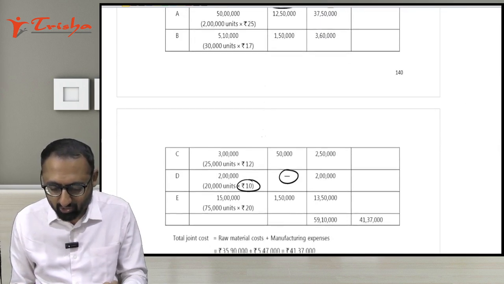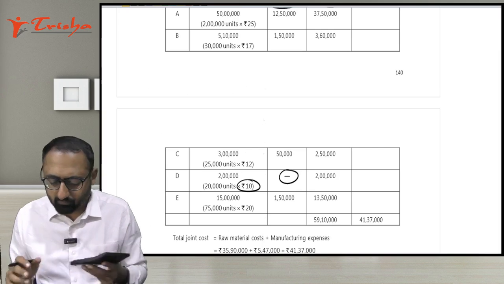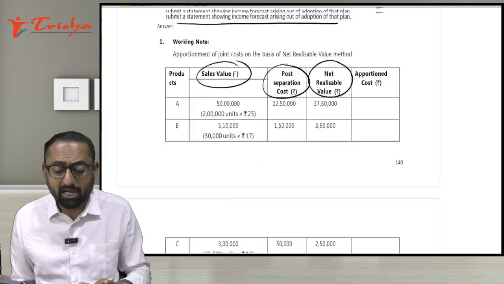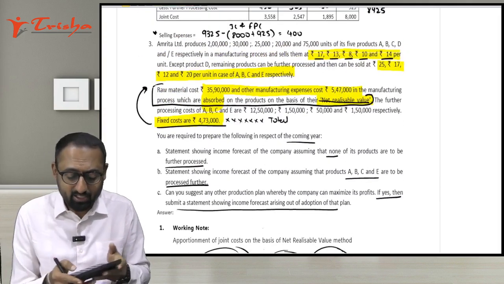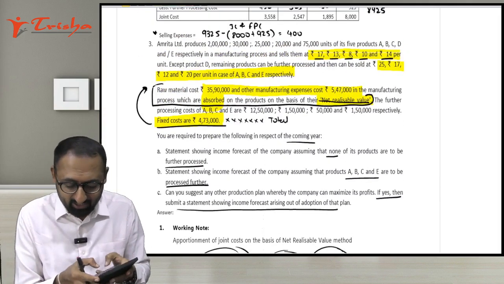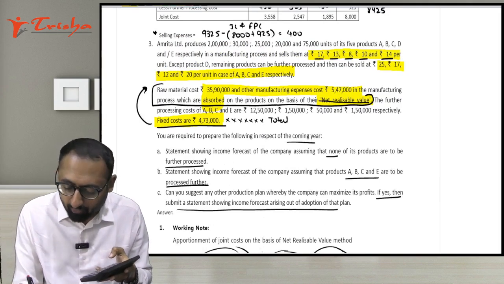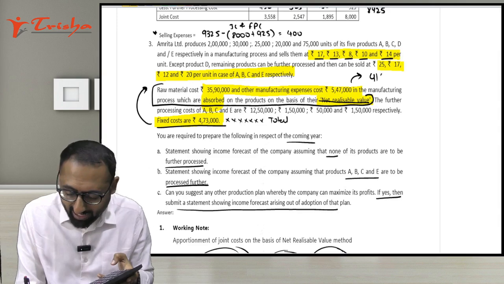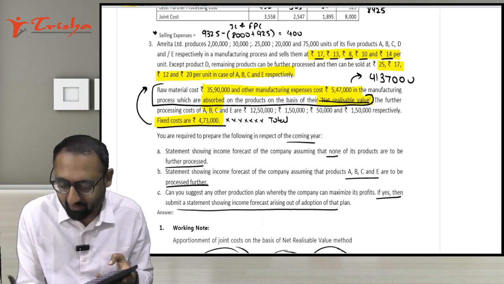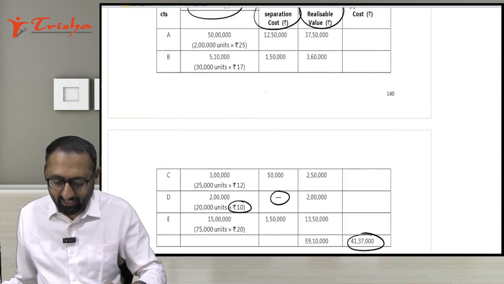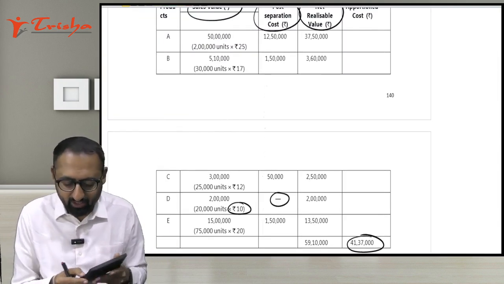Now, how much is your joint cost? You can check that. Guys, 41,37,000. Where did we get that from? Sir ji, 35,90,000 plus 5,47,000. It will be total 41,37,000. Okay. So this 41,37,000 will be allocated in the NRV ratio.